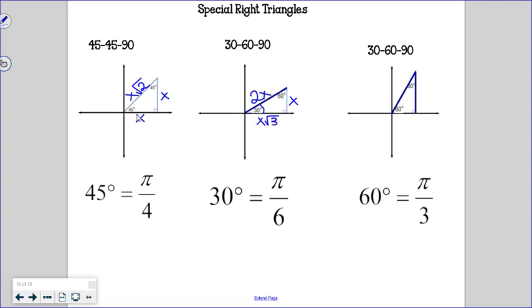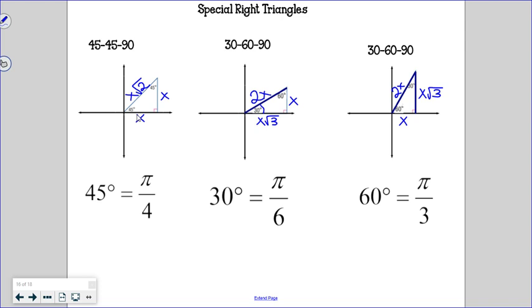Now, the reason I have it drawn twice, I will use this one when the angle at my origin is the 30 degrees, or pi over 6, which is the same thing as 30 degrees. I'll use this model if the angle at my origin is the 60 degrees. It's the same model, just twisted for you. So across from my 60 degrees is x times the square root of 3. Across my 30 is the x, and my hypotenuse is still 2x.